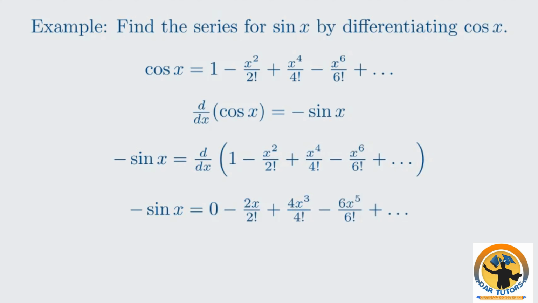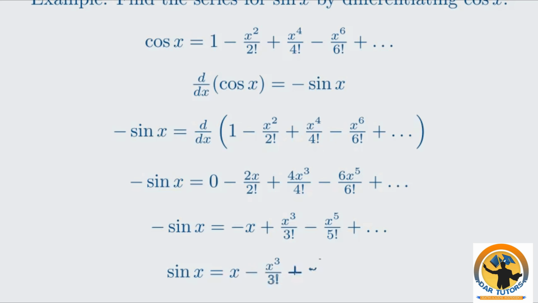We differentiate each term. The derivative of 1 is 0. The derivative of negative x squared over 2 factorial is negative 2x over 2 factorial. The derivative of x to the 4th over 4 factorial is 4x cubed over 4 factorial, and so on. Simplifying the terms, we get negative sin x equals negative x plus x cubed over 3 factorial minus x to the 5th over 5 factorial, and so on. Multiplying by negative 1, we recover the familiar series for sin x.